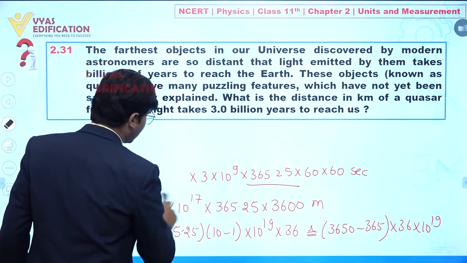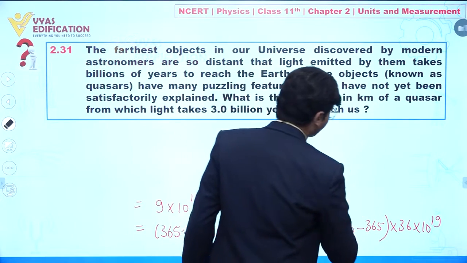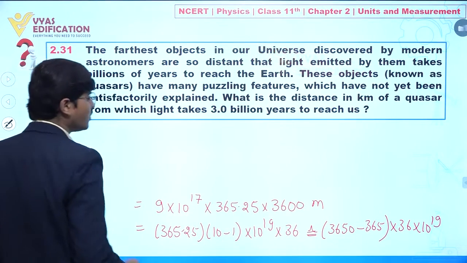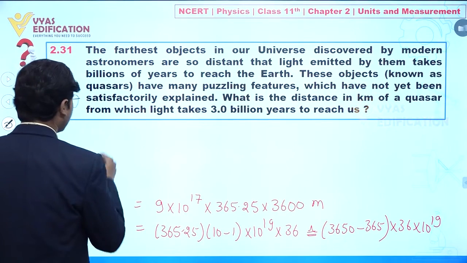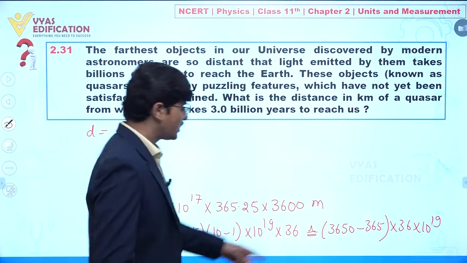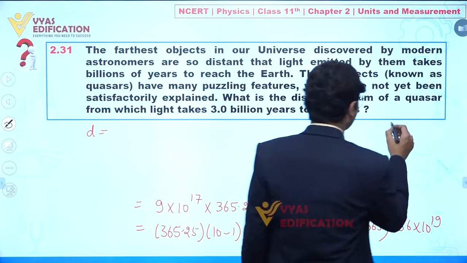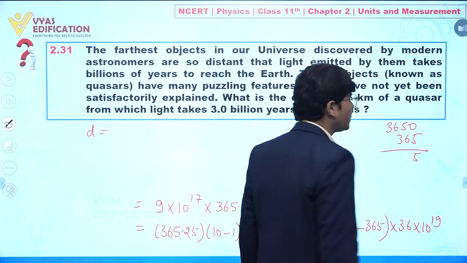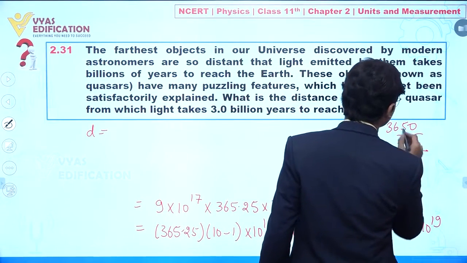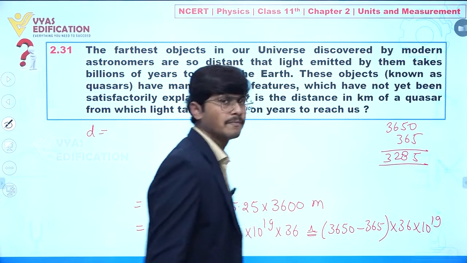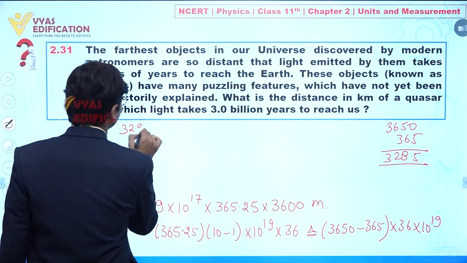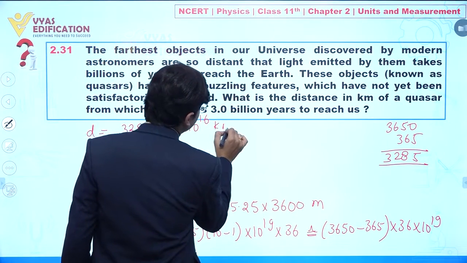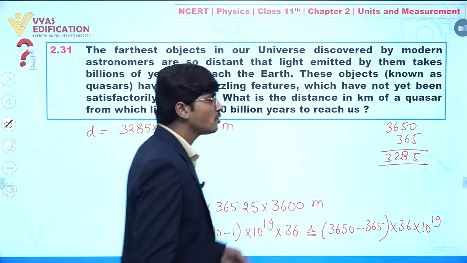So from here we have just simple calculation, and from where we can find the total distance covered by light before it reaches us. Clear? So we can write like this, distance covered 3650 minus 365, we can say 5 we have here, this is 4, so we can say that is 8, this is 5 2, so 3285. Clear? So 3285 multiply 36 into 10 to the power 16 kilometer, because this is 19 we can convert this into kilometer also.